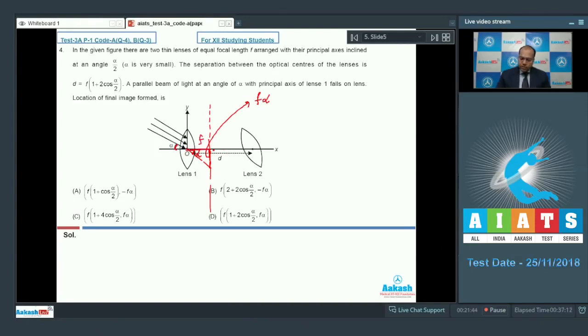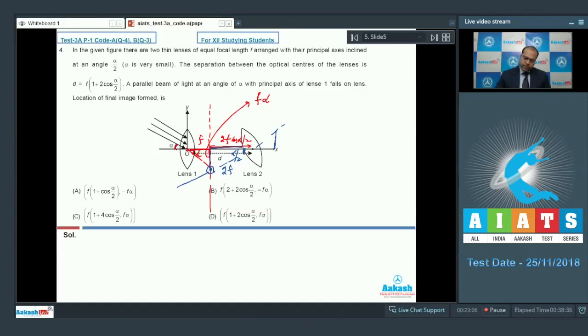Since this length is f, this separation can be written as 2f cos alpha by 2, and the principal axis of lens 2 is at an angle of alpha by 2. So let this be the principal axis of lens 2, and this angle is given as alpha by 2. So if this separation is 2f, then this is 2f cos alpha by 2. It means this image formed by the lens 1 is lying on the principal axis of the lens 2. So if this is the object for the lens 2, then this is the image for the lens 2.